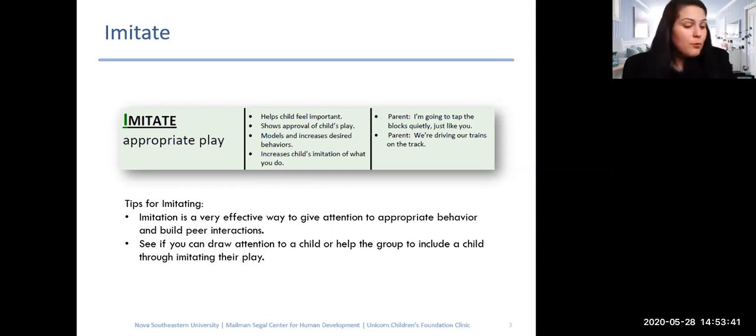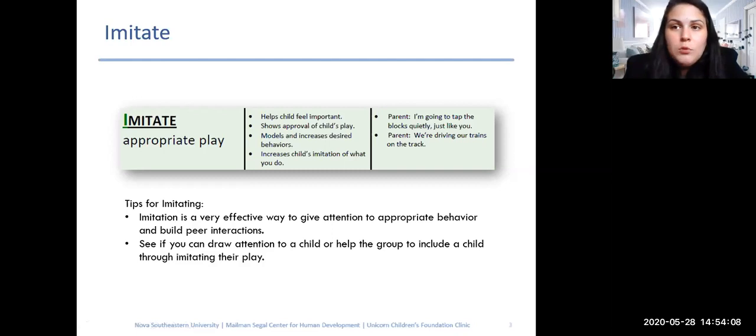And the child will start referencing you, looking to you, and trying to model and imitate you as well, right? Just some tips for imitating. Imitation is a very effective way to give attention to those appropriate behaviors and build upon those interactions. You want to see if you can draw attention to a child or help the group include a child through imitating their play.